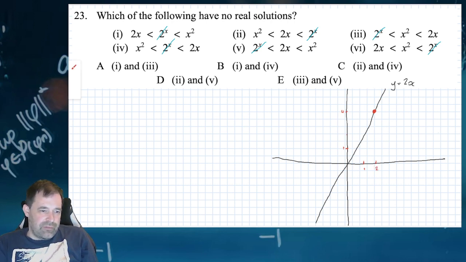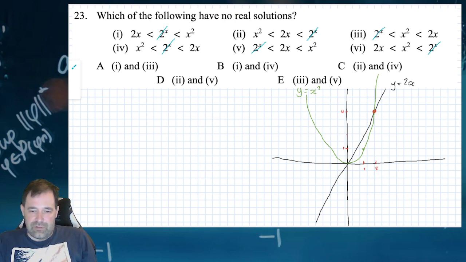So we're going to get a second graph. Alright, thank you. I'll look at that in a sec once I've done these graphs. So we're going to get y equals x squared. y equals x squared goes through 1 and 1. So it goes something like that, and then at that point it will overtake. Okay? And finally, we're going to get y equals 2 to the x. So we know that's going to go down here.